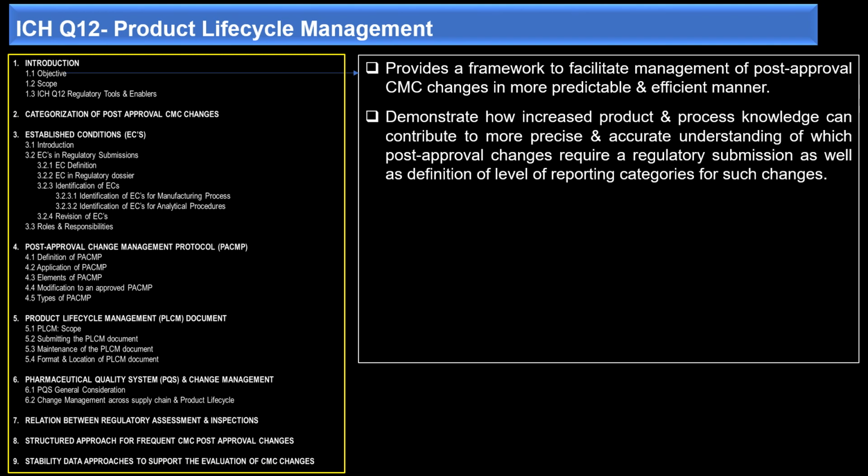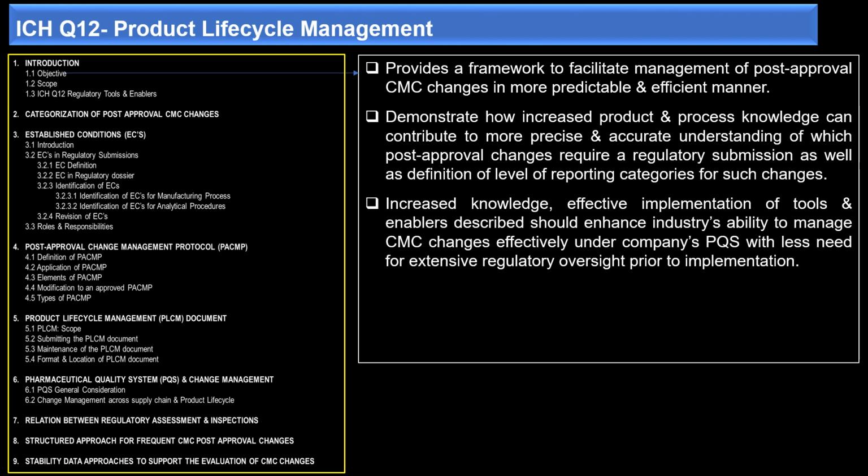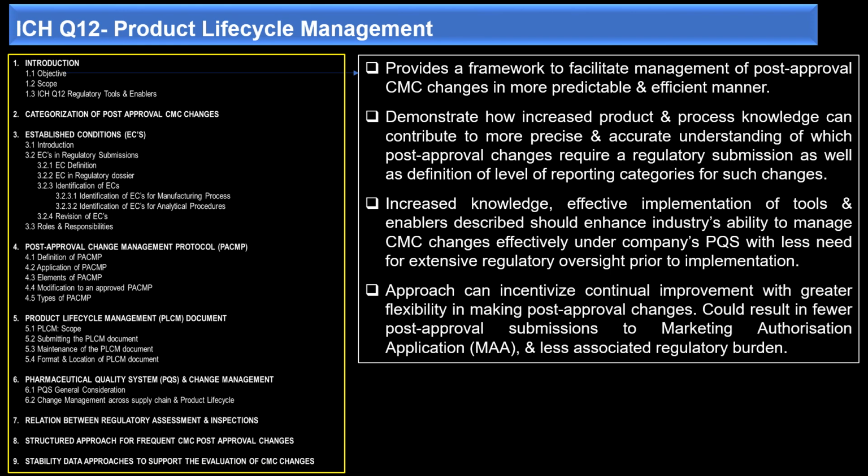understanding of which post-approval changes would require a submission, as well as definition of level of reporting categories of such changes. The increased knowledge, effective implementation of tools and enablers described should enhance industry's ability to manage the CMC changes effectively under their own pharmaceutical quality system with less need of an extensive regulatory oversight prior to implementation.